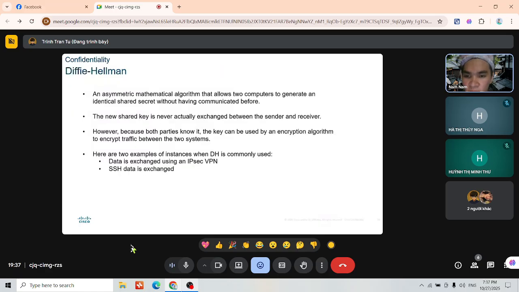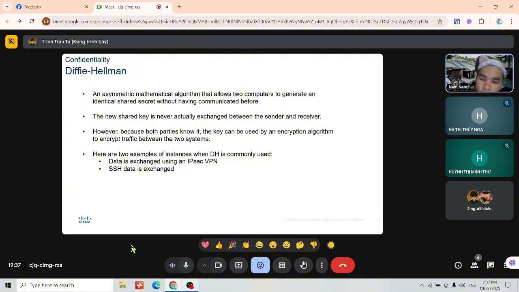An asymmetric mathematical algorithm allows two computers to generate an identical set of secrets without having communicated before. The shared secret is never actually sent between the sender and receiver. However, because both parties know it, it can be used by an encryption algorithm to encrypt traffic between the two systems. Here are two examples of instances when it is commonly used.